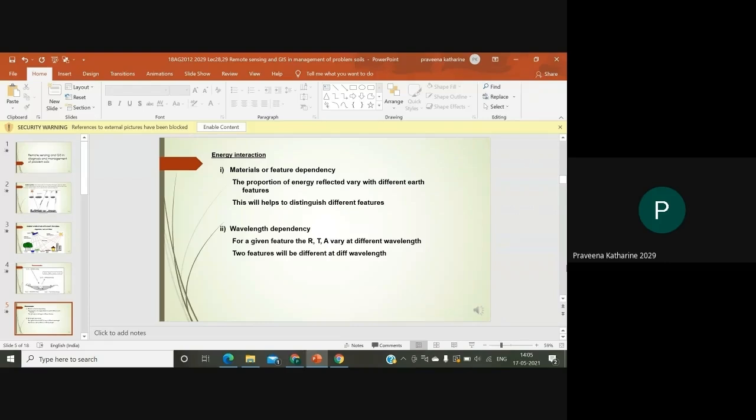So these two features, that is the energy interaction with the object, there exists a difference between the wavelength or the energy radiated or reflected based on the material, and the same object will behave differently, that is, will reflect the radiation differently at different wavelengths. Are you able to understand the difference between these two, wavelength dependency and material dependency?